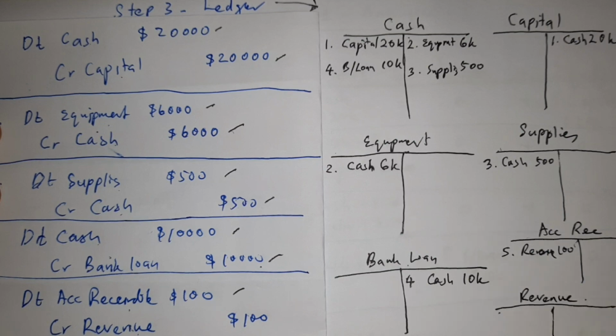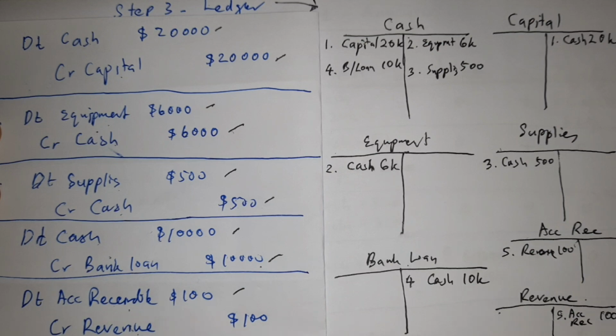Okay. Revenue, credit revenue 100. So here is the credit side. Credit 100. The refer to account receivable. Account receivable.